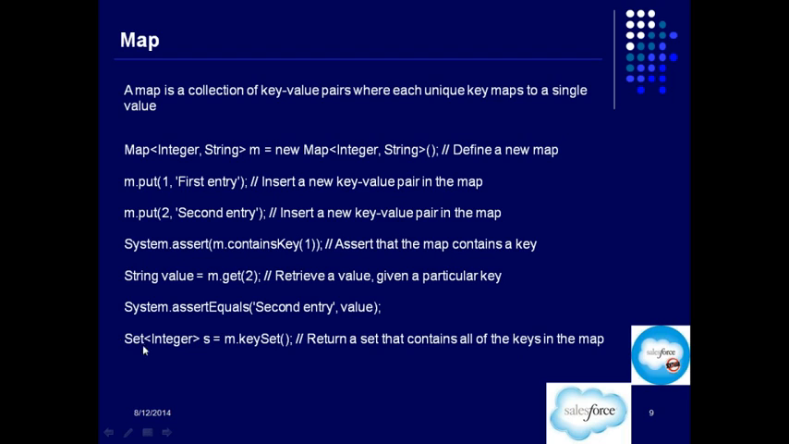Define another set of integers which can return you the complete set of keys, right? If you want to get the complete set of all the keys from this map, you can just say m.keySet(). It will return you the set of keys. So that's fine. These are the three different types of collections.